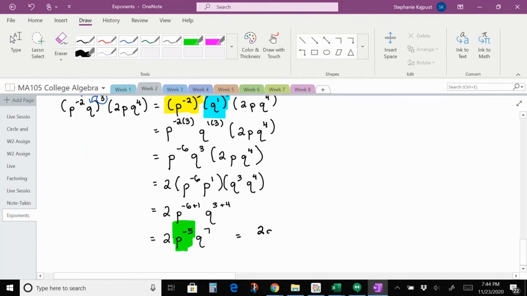So we have 2 and q to the 7th on top, and then p to the positive 5 ends up in the denominator. So when we flip it, that negative exponent goes away, and we now have that positive exponent.